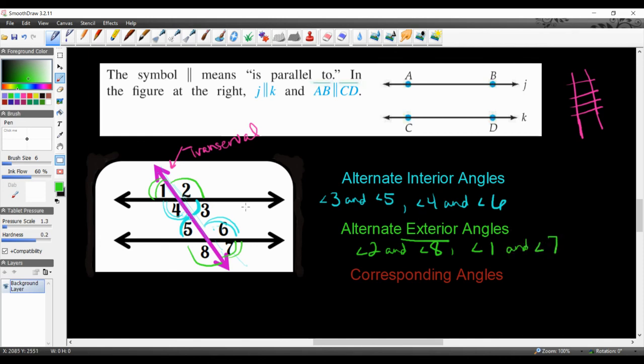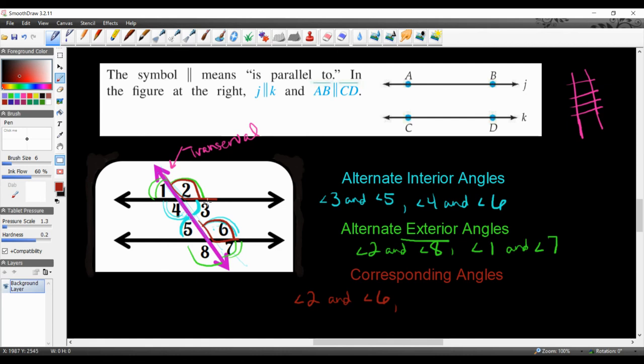Okay. And finally, corresponding angles. So you can see that we already kind of color coded what we have so far. So corresponding angles are going to be on the same side, but you have one on the inside and one on the outside. So we have some pairs for this one. We can say that 2 corresponds with 6 because you see how they have that same position here. Okay. So we know that angle 2 and angle 6 are corresponding angles.